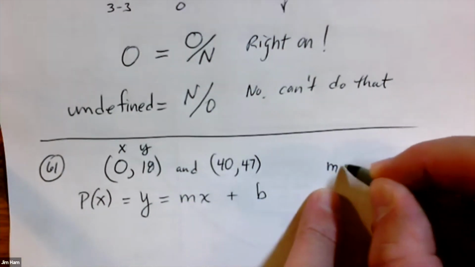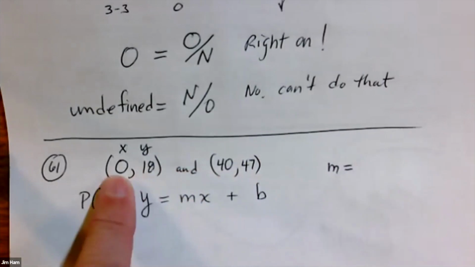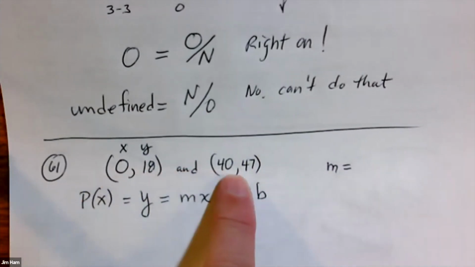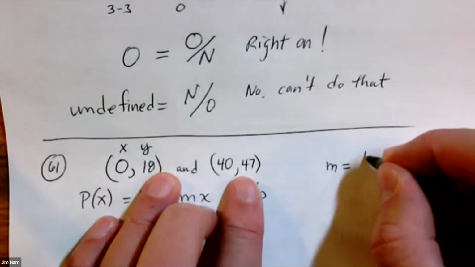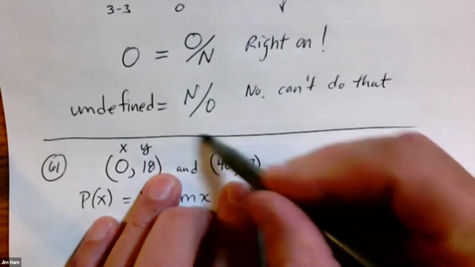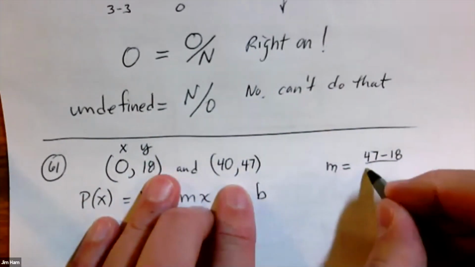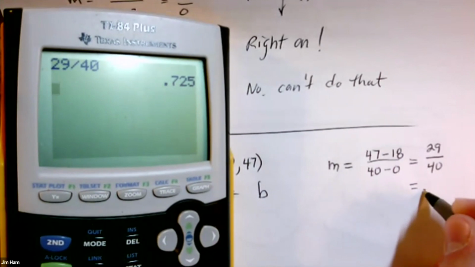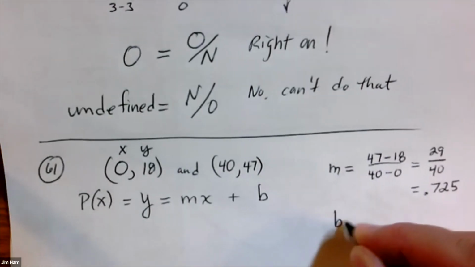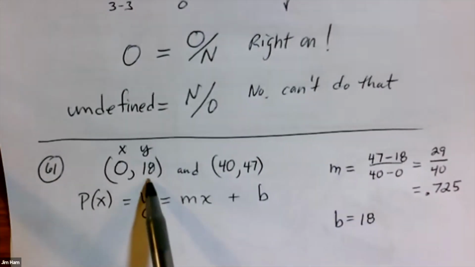The first thing we're going to do is calculate the slope. We know how to calculate the slope if we have 2 points. We take the difference in the y coordinates and divide that by the difference in the x coordinates. Now that number looks familiar. And the y-intercept is equal to 18 because there it is right there.